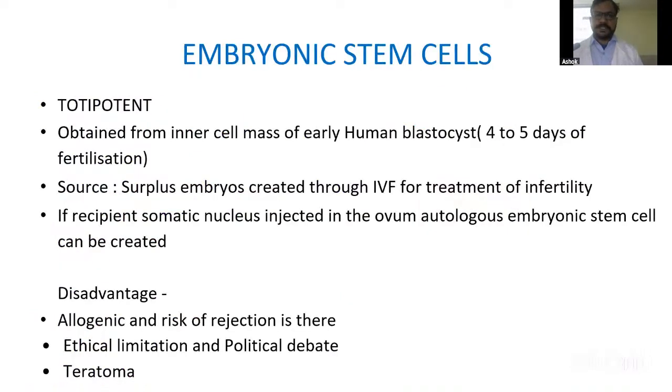Embryonic stem cells are totipotent, obtained from the inner cell mass of the early human blastocyst, 4 to 5 days after fertilization. They are obtained from surplus embryos created through IVF for treatment of infertility. A recipient somatic nucleus injected into an enucleated embryonic cell can also be created. Disadvantage is that they are allogenic and there is risk of rejection. Ethical limitation and political debate. Teratoma.